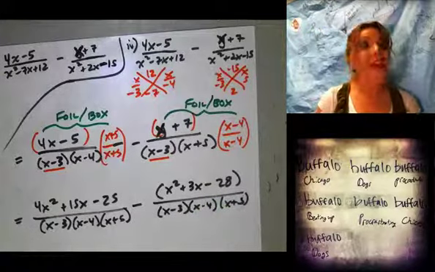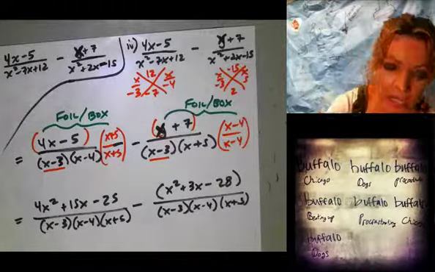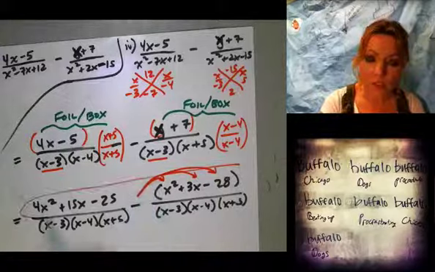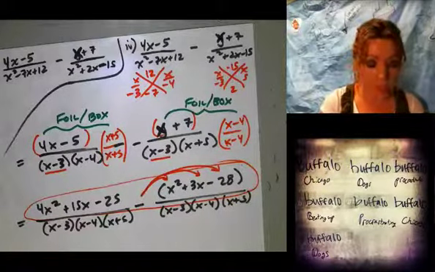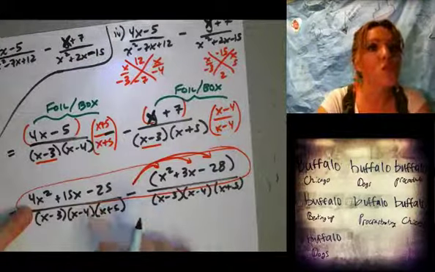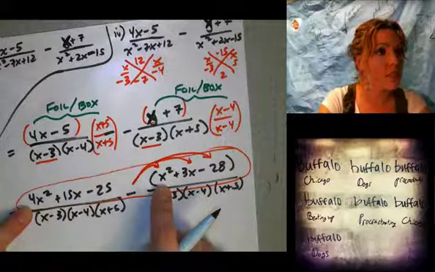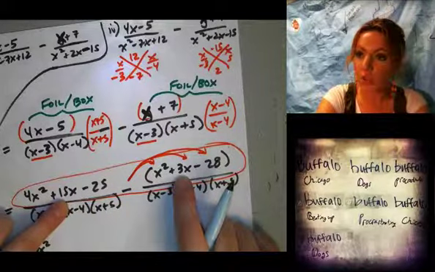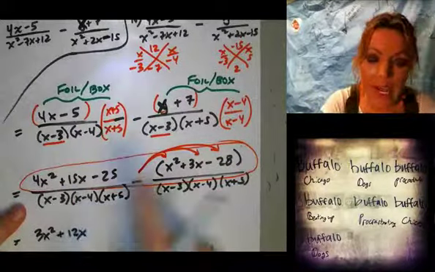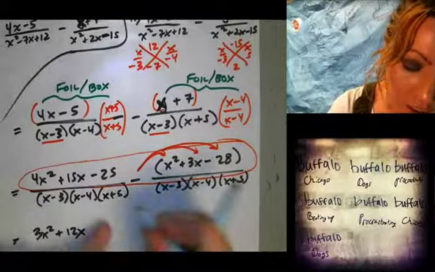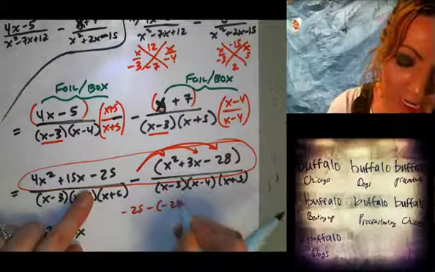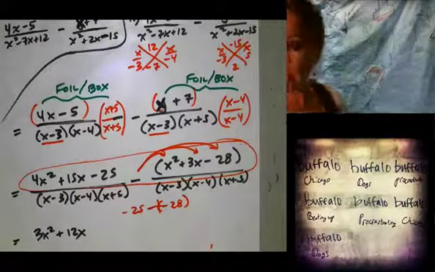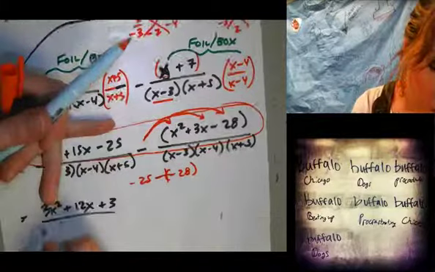And then from here we want to make sure that we distribute that negative sign to everything behind it on the top so that when we go through and combine the like terms, we are subtracting them or doing the opposite sign. Okay, so here we go. We have 4x squared minus 1x squared is how many x squareds? 3x squared. Okay. 15x minus 3x is how much? 12x. And then negative 25 minus negative 28. Okay, so negative 25 minus negative 28. Double negatives turn into a what? A positive. So negative 25 plus 28 is how much? 3. And it's all over x minus 3, x minus 4, x plus 5.